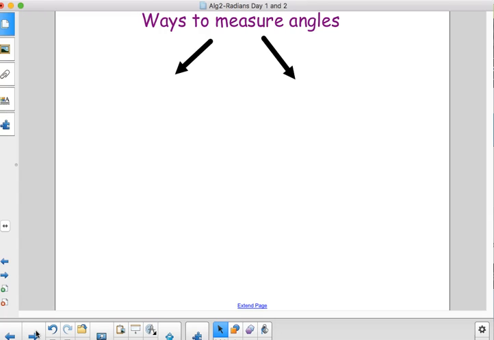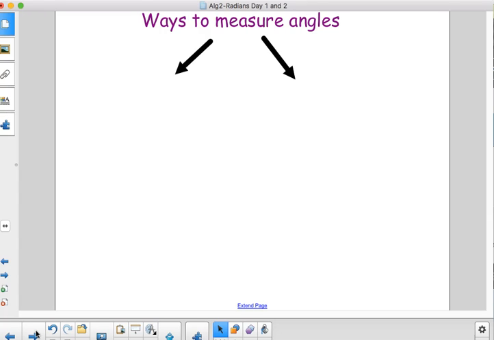That is the key part. In science, you use the metric system. The metric system is easier to work with, easier to convert between, and it's generally accepted. That is the science standard. We're going to talk about kind of the same idea, but with angles.